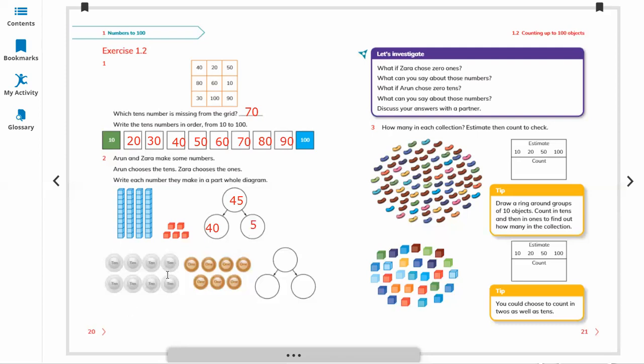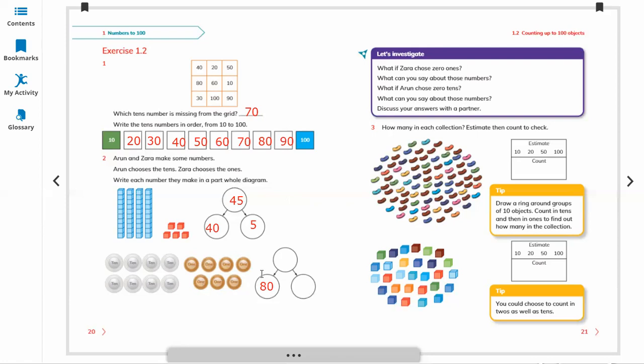Again, Arun is choosing tens and Zara is choosing ones. Let's count 10, 20, 30, 40, 50, 60, 70, 80. So Arun's number is 80. Okay, so 8 tens means 80. Let's count for Zara how many ones she has: 1, 2, 3, 4, 5, 6, 7.